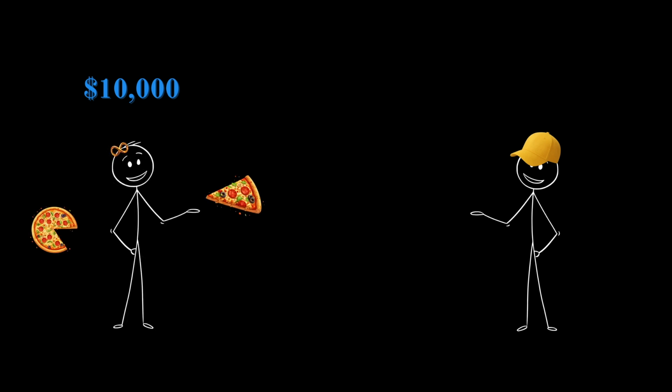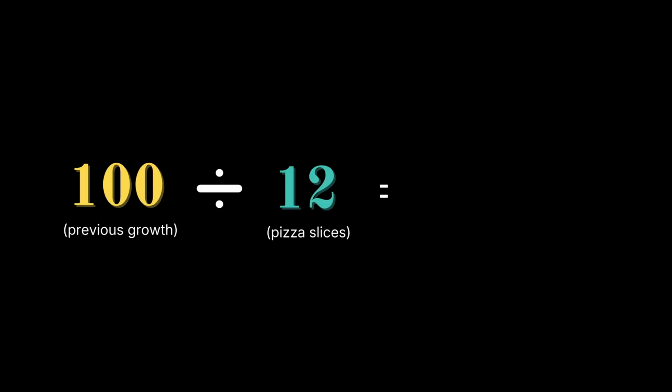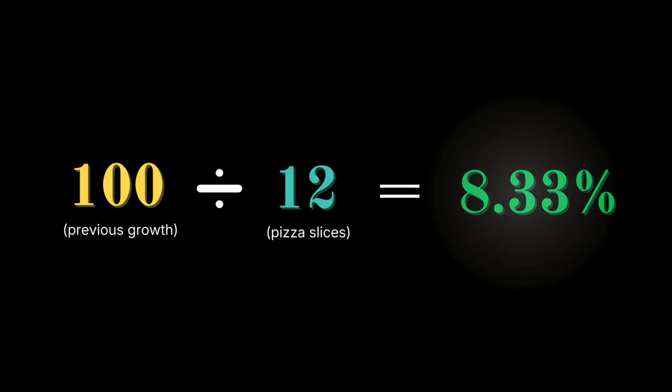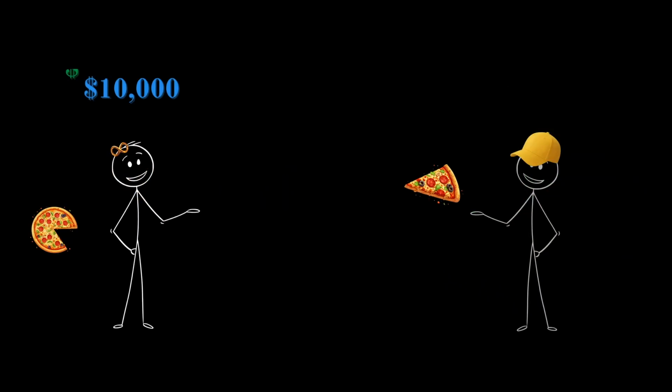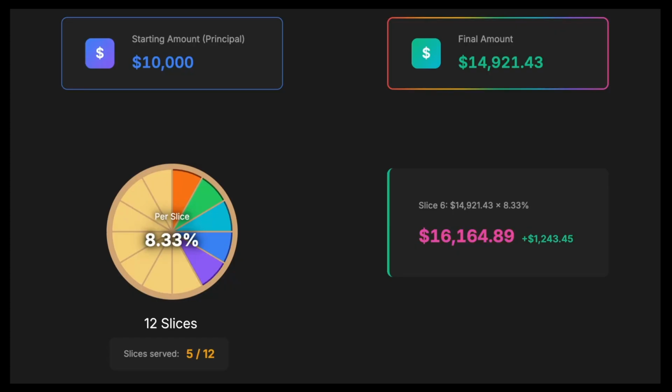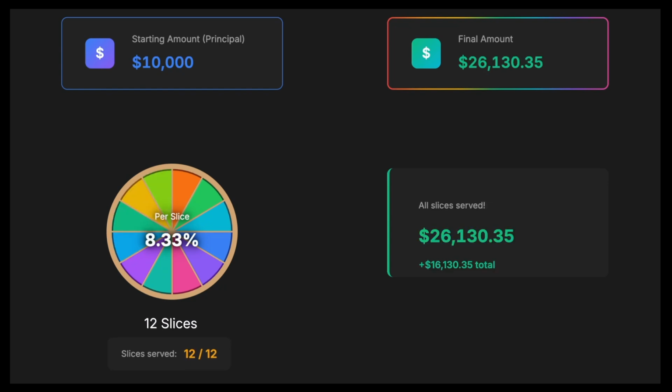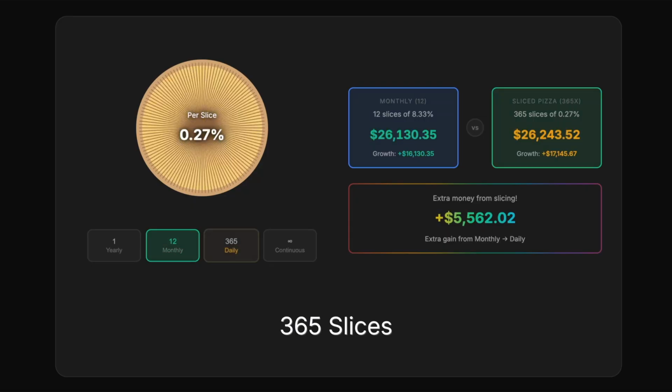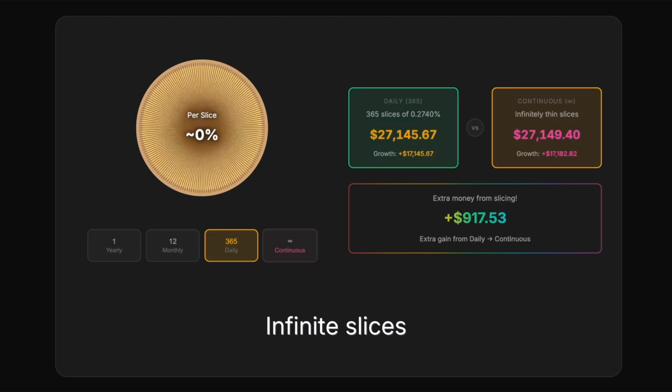Here's the trick. Each slice gets applied to everything you have earned so far. Slice 1 grows your 10,000, slice 2 grows that amount, slice 3 grows that amount. Each piece earns interest on all the previous pieces. You end up with 26,130 instead of 20,000. Slice it into 365 pieces, 27,145. Slice it into infinitely thin, you squeeze out every last drop of your growth possible.